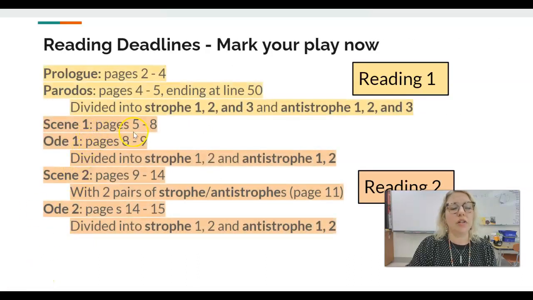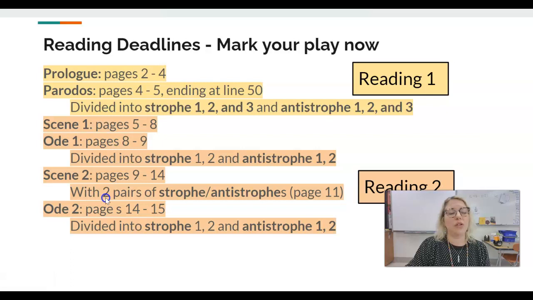So scene 1 starts on page 5. Circle scene 1. Maybe highlight it in orange. Circle ode 1. Maybe highlight it in orange. It's divided into 2 strophic pairs. Scene 2, circle, highlight in orange perhaps. It's divided into 2 strophic pairs as well.